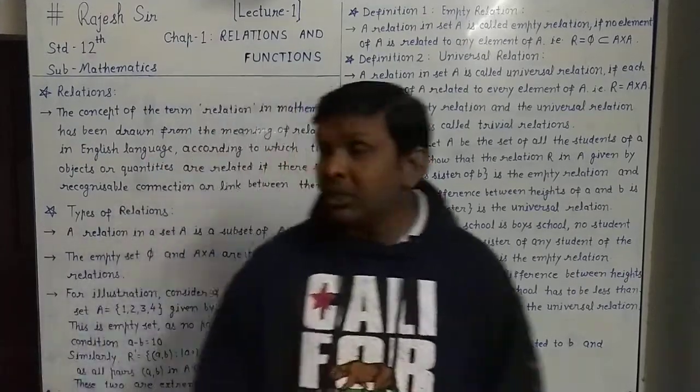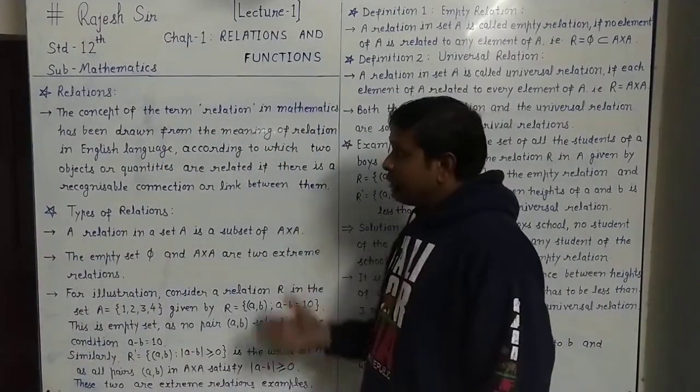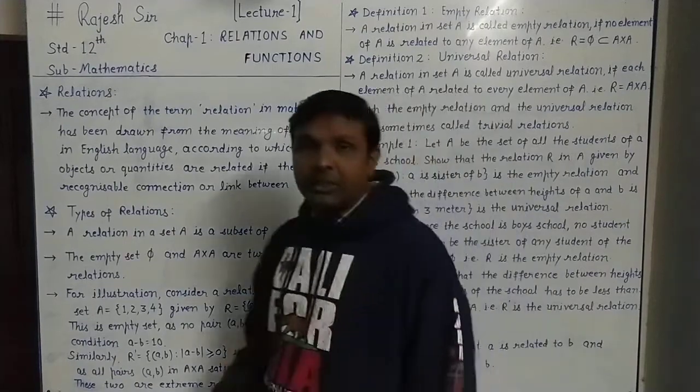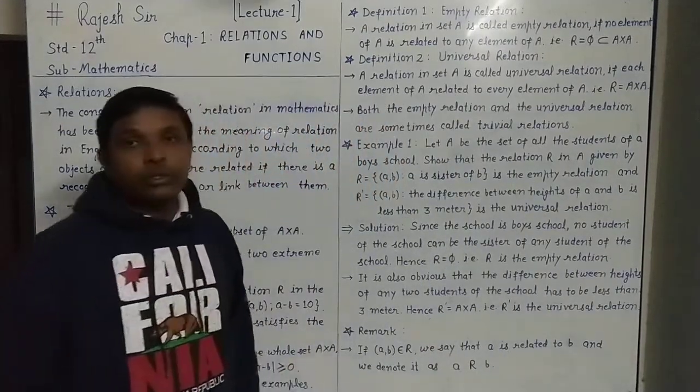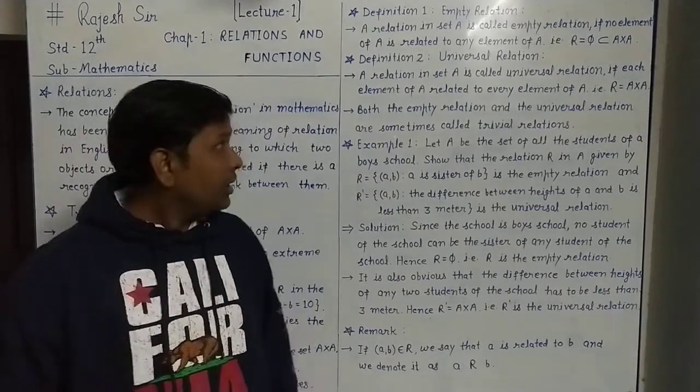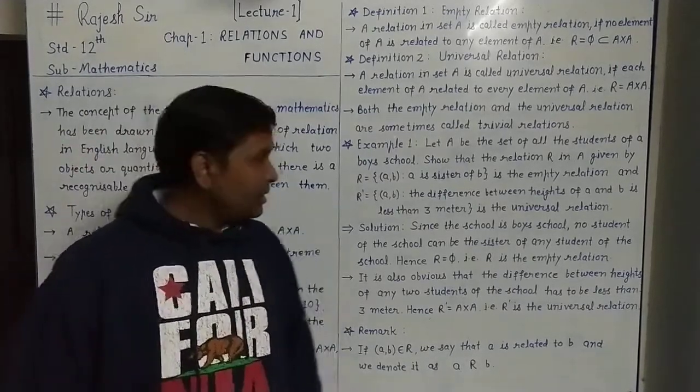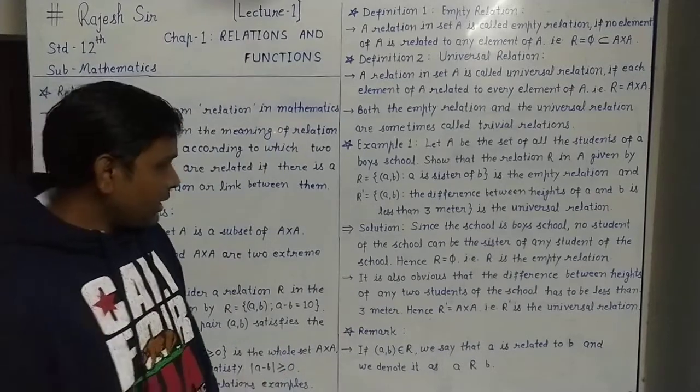So in this first lecture we have understood the definition of relations and the types of relations, in that the empty relation and the universal relation, with the example. You are suggested to write it down very well and understand it, and it is so easy. Write out this example.